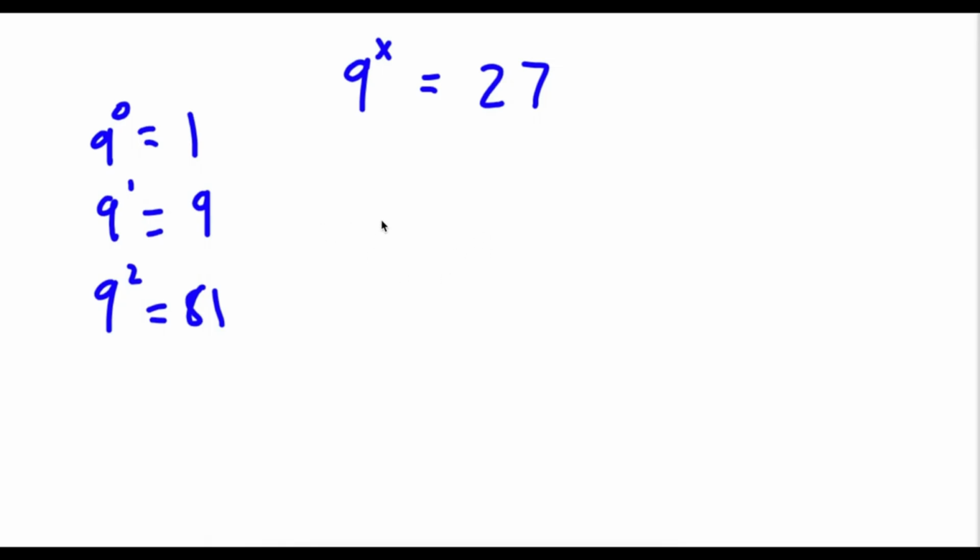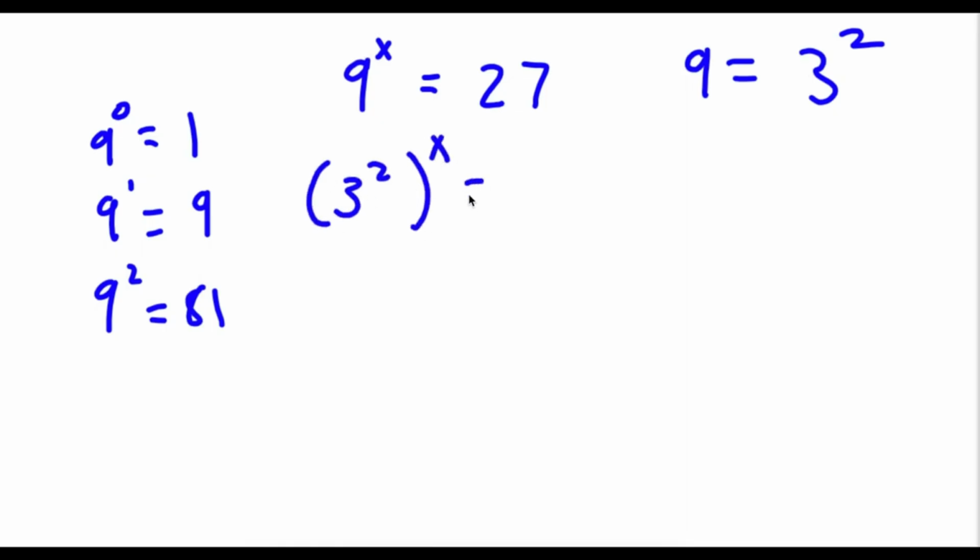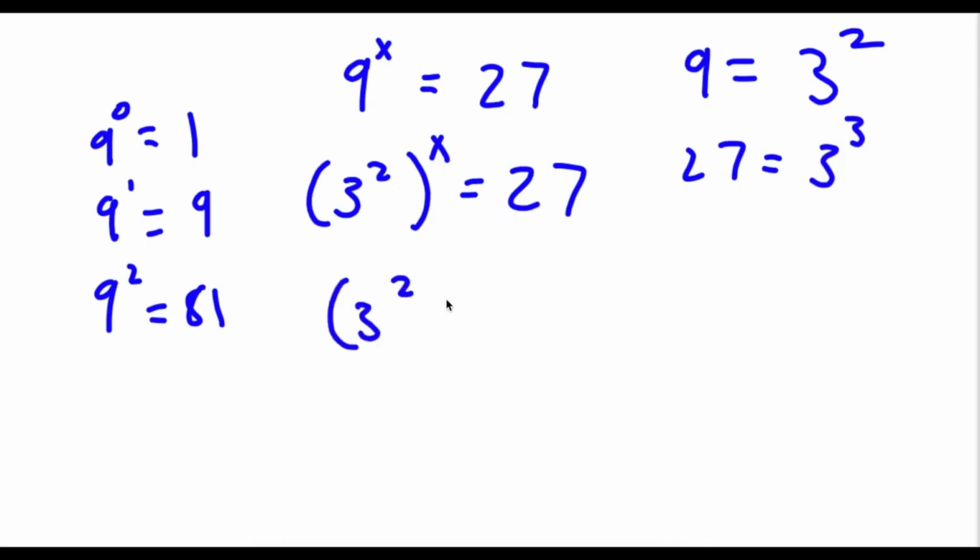Alright, so to solve this, it's actually really simple. 9 is the same thing as 3 to the power of 2. So now if I replace 9 with 3 to the power of 2, I get 3 to the power of 2 to the power of x is equal to 27. Now, 27 is equal to 3 to the power of 3. So 27, I'm going to replace with 3 to the power of 3. So now I have 3 to the power of 2 to the power of x is equal to 3 to the power of 3.